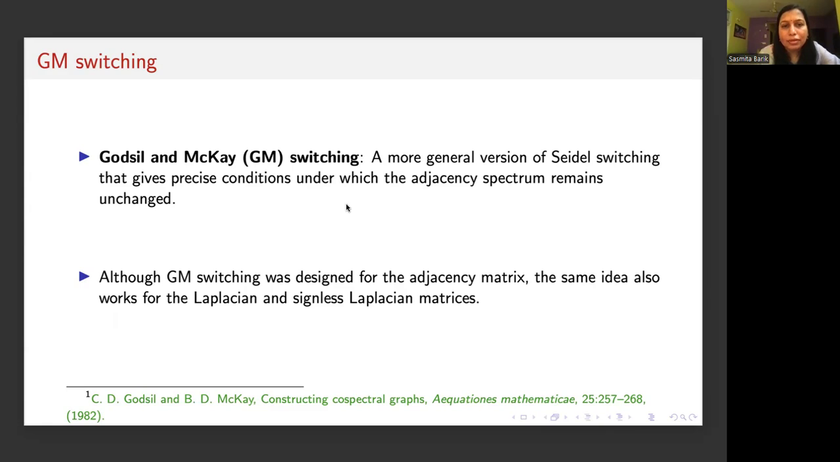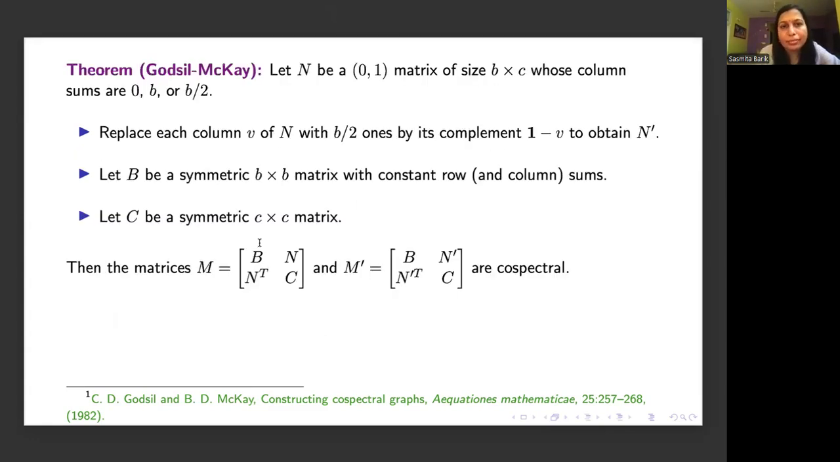In this switching, they have taken block matrices and then they switch the matrix in some block. So that has been done for the adjacency matrix, but you can also apply this for Laplacian and signless Laplacian. So this switching is also nice, and one can think of similar constructions also.